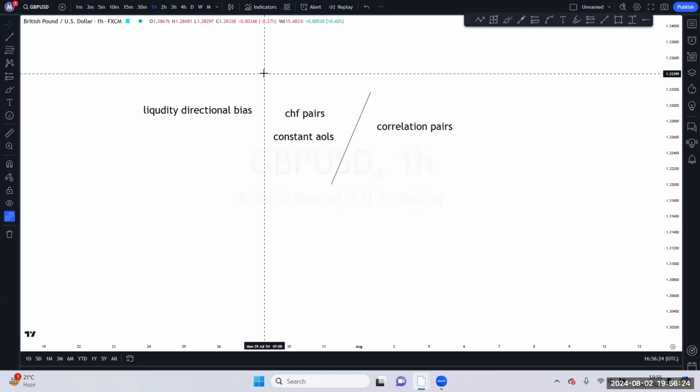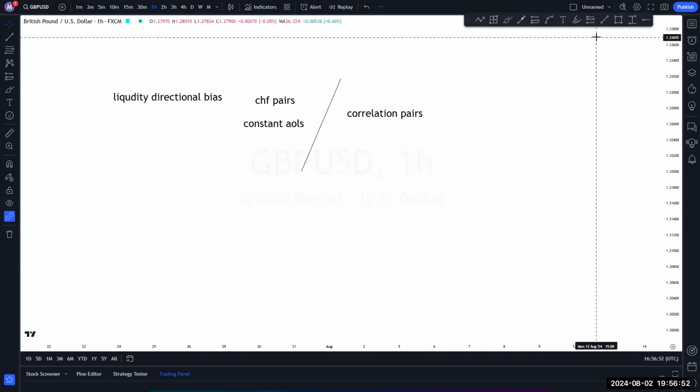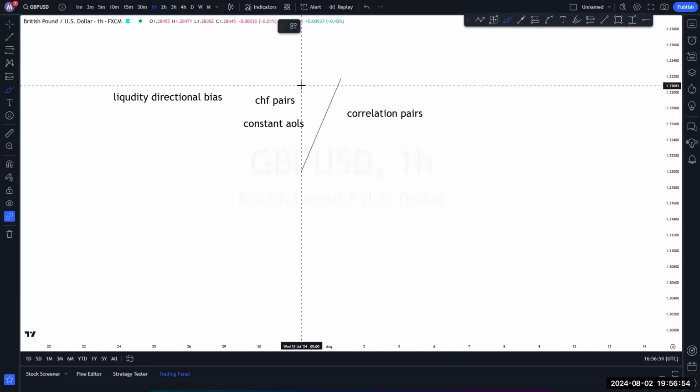Okay, now I was saying, when you are trading the liquidity direction bias, let's assume that we have CHF pairs. We want to trade the CHF pairs. So what we'll do is look at all CHF pairs and move through the time frames. It may not be only CHF pairs. It may also be NZ pairs, GBP pairs, or Euro pairs. Okay, now we all have these master pairs that move all these pairs.